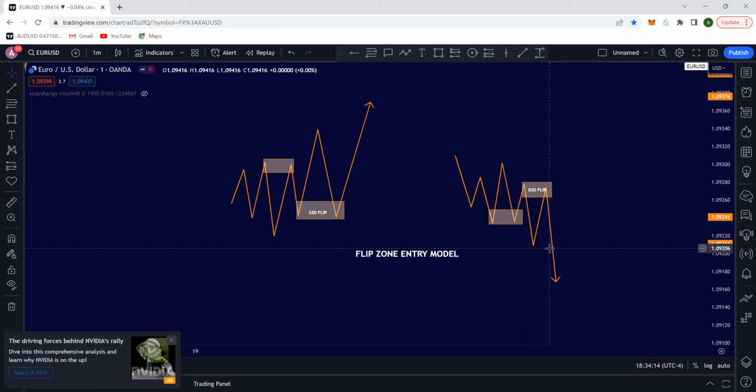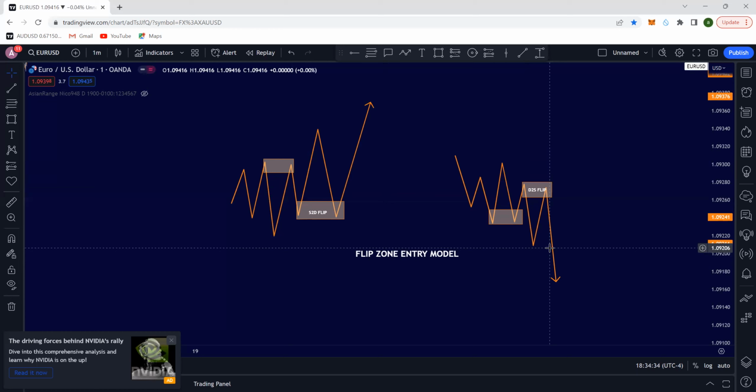So the thing is, one thing about this flip zone is it works very well. It works to the extent that you can also use it for swing. But I myself, I don't do swing trade, right? I don't actually swing trade. But if you're the type of trader that swing trades, this is another strategy that you should consider.